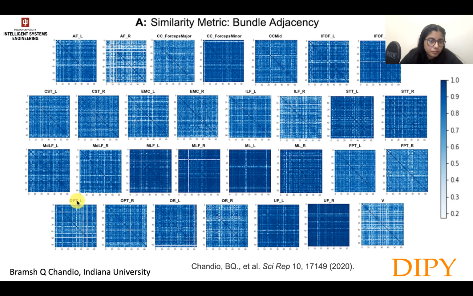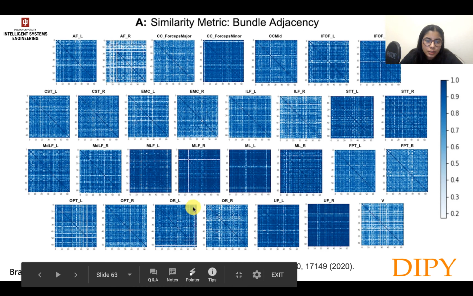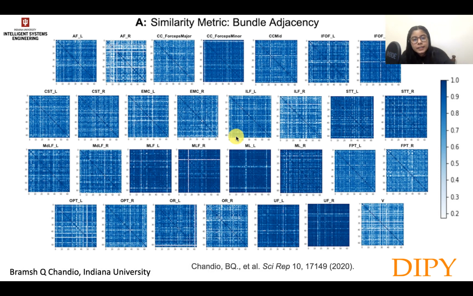And also for optic radiation, OPTL, we can see here is the optic radiation. So it also has one kind of outlier. So we can also use this to find outliers in the data, or even if they are not outliers, maybe there is just one bundle that we cannot find, or there are some problems with it.